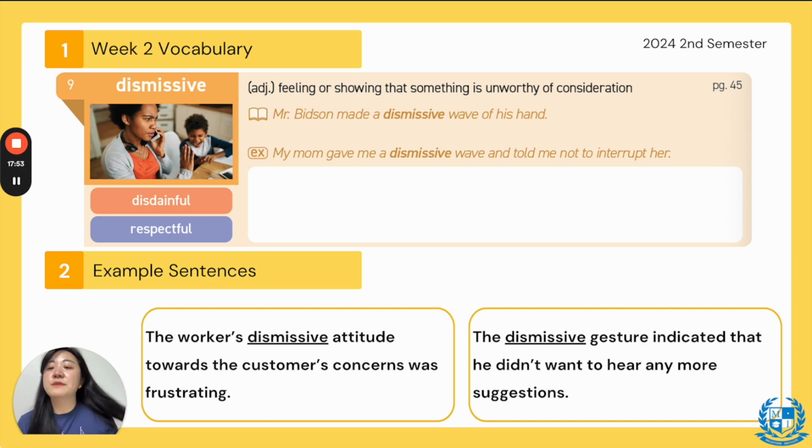Oh no, so the customer was like, can you help me? I think this is wrong. And then the worker is like, not my problem. I don't want to help you. Go away. That would be very frustrating because the worker should be helping you, right? The employee should be helping. Next, it says, the dismissive gesture indicated that he didn't want to hear any more suggestions. Again, dismissive, as you can see in the picture above, and what I kept doing, like, go away. No. Very rude, isn't it?